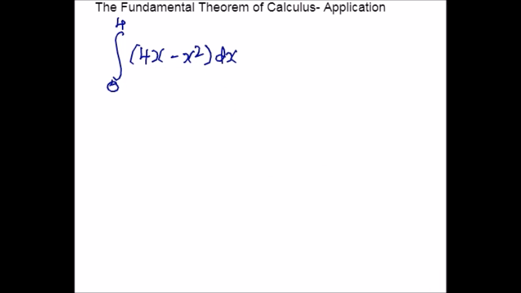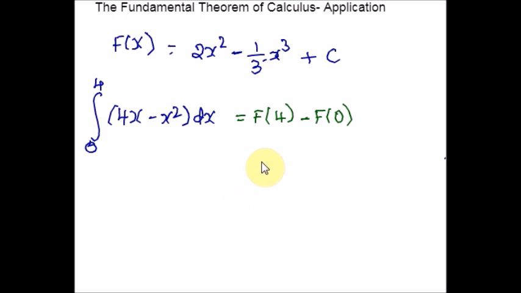Let me write it for you. For simplicity, let me choose c equal to 0. The fundamental theorem of calculus states that this is equal to F of 4 minus F of 0. Now what you have to do is just replace x with 4 in F of x, the antiderivative of f of x, and replace x with 0 here, and then just combine them with a minus sign before this.